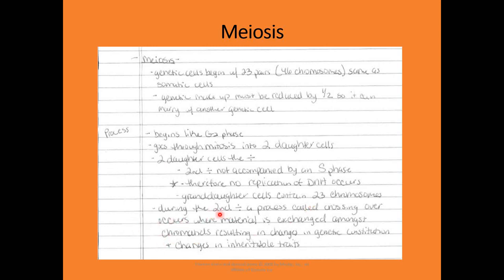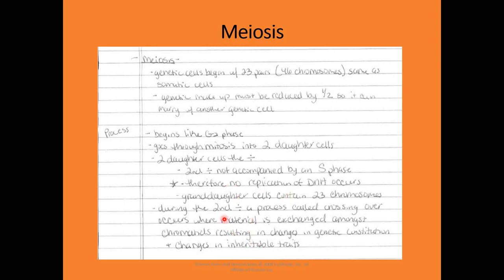During the second division, a process called crossing over occurs, where material is exchanged amongst the chromatids, which are just the little pieces on the chromosomes themselves, resulting in changes in genetic constitution and changes in inheritable traits.